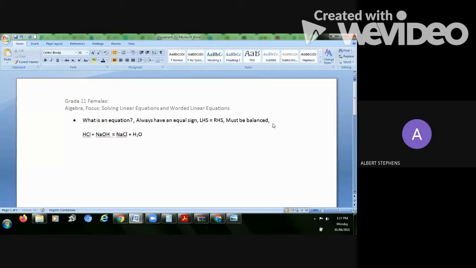Another point about equations: we solve equations. So we don't simplify, we don't expand, we don't factorize. What do we do? We solve. Another word for solve is find. In other words, you're going to get a specific answer. Okay. So basically, that's what equations are all about. All right, any questions?